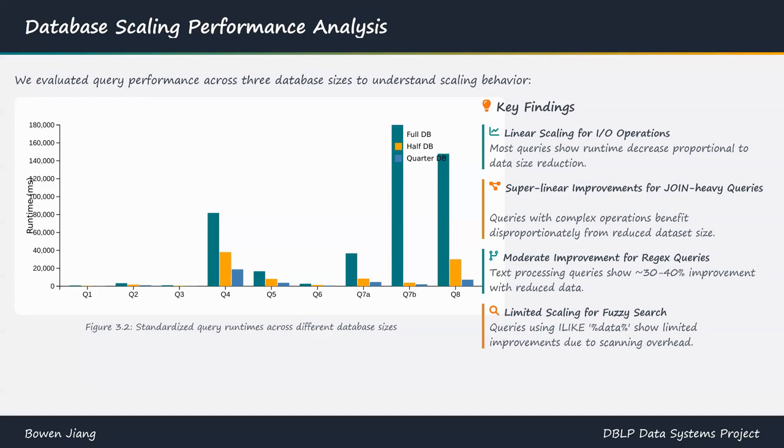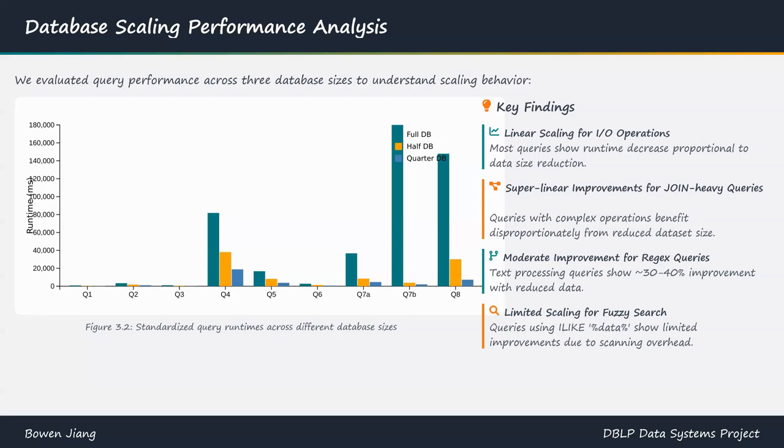Second, join-heavy queries received dramatic performance gains. Queries with complex operations, especially self-joins and many-to-many expansions, benefit much more from reduced dataset size. The clearest example is Query 7b, which speeds up 40 times. This occurs because Query 7b performs multi-level grouping and filtering over large intermediate join tables. When input size drops, intermediate join results shrink quadratically, leading to disproportionately higher speedups.